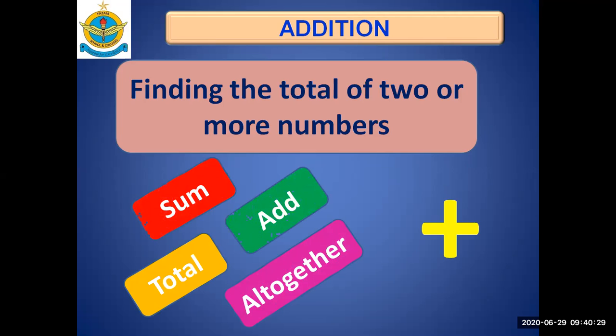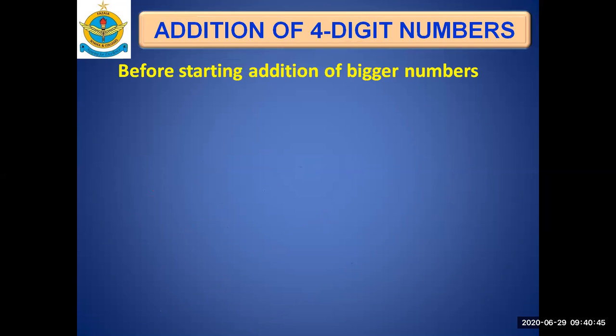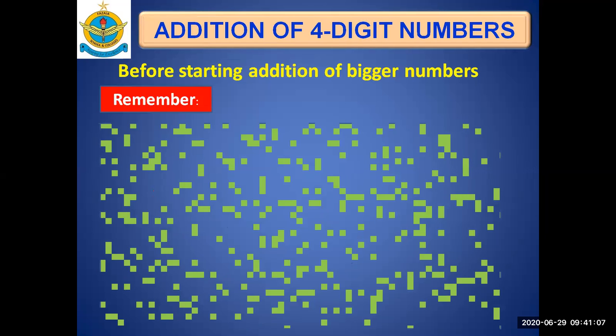This in front of you is the symbol of addition. Whenever you see any of these words like sum, add, altogether, total, it means you will have to do the addition. You have been doing addition in your previous classes also, but now you will be doing addition of 4-digit numbers. As you all know, 4-digit numbers have the highest place value of thousands, right? But before starting addition of bigger numbers like 4-digit numbers, you need to remember some things.